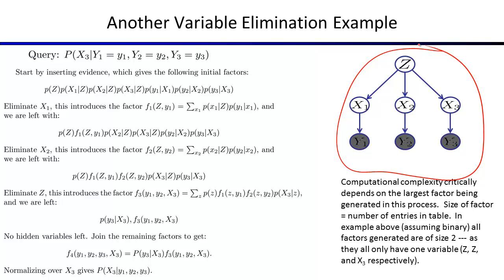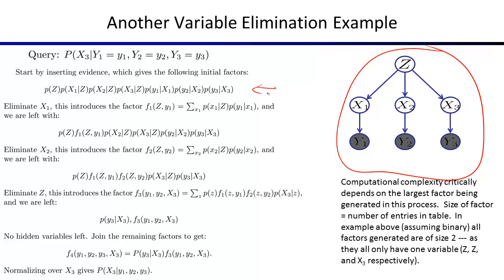Okay, let's step through this process. So start by inserting evidence in all of the initial factors, which gives us these factors over here as the starting point. Then we pick a variable to eliminate. We can choose X1, X2, or Z. On this slide here, I chose X1. But you could have chosen X2 or Z. All of them are valid choices. Some of them might be more efficient than others, but all are valid.